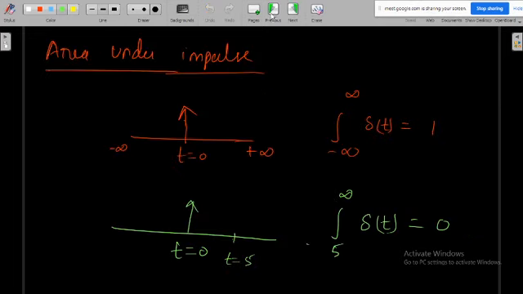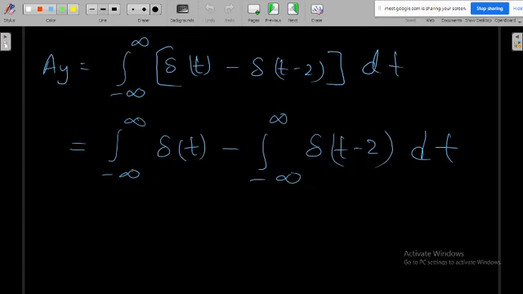So as per that concept, what will happen here? Whether δ(t) is there between minus infinity and plus infinity. Anybody, what is the answer for this? Please be quick. Yes, 1, sir. 1. Okay, 1. Here, whether this impulse is there within the limit or not.